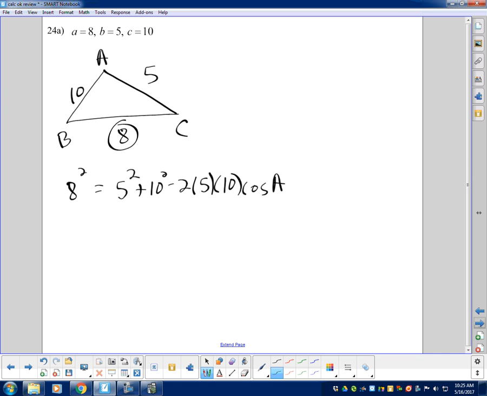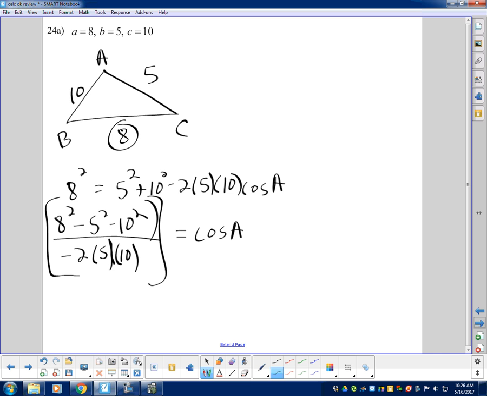And I got to solve, so just move everything over. So you're going to end up going 8 squared minus 5 squared minus 10 squared and dividing by negative 2 times 5 times 10, and that equals cosine of A. So you got to put this correctly into your calculator, carefully using parentheses around these guys. And you should get a value that's between negative 1 and 1, otherwise it'll give you an error message. Remember, cosine is between negative 1 and 1. Take inverse cosine of that decimal you get between negative 1 and 1. You should get A is about 52.4 degrees.